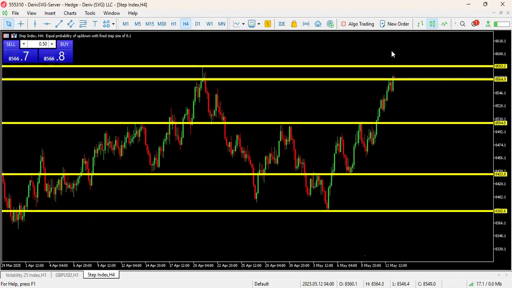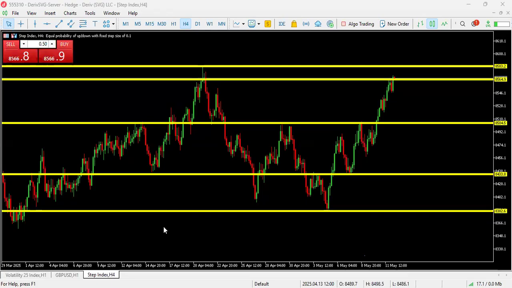So guys, does anybody have any questions so far about these key levels? Have you learned something today, or did I just waste my time? How many of you learned something today?